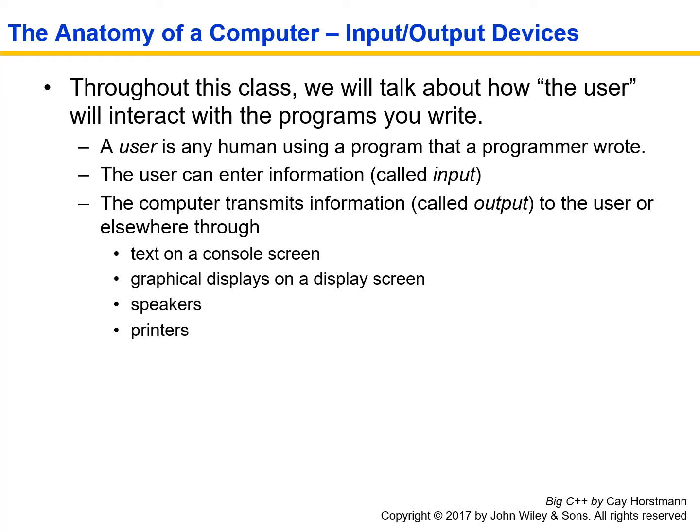And then the other capability of the user is that they can see information that is transmitted to them, see or hear, I guess. You've also got speakers on most computers. They can see output information, okay? Again, in this class, we're always going to be dealing with output as text on a console screen. But again, as you get more advanced in your programming life, you'll learn how to use graphical displays on a display screen like a Mac or Windows machine. You'll learn maybe how to play sounds through the computer speakers, or even how to send entire documents to the printer.